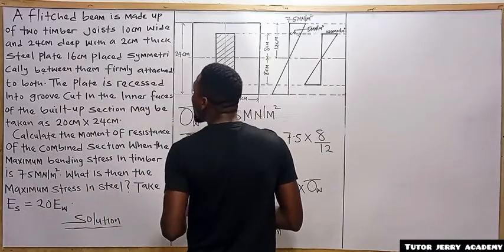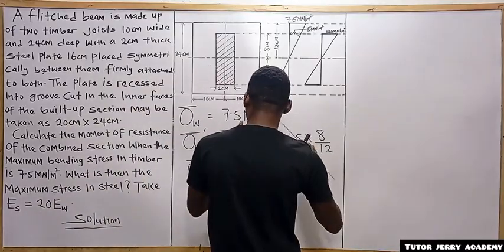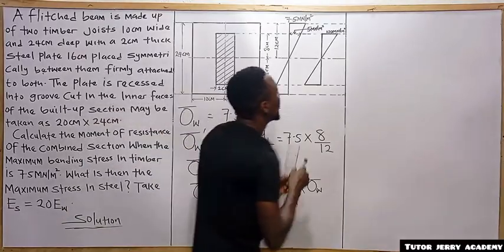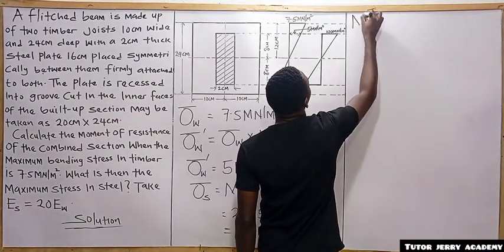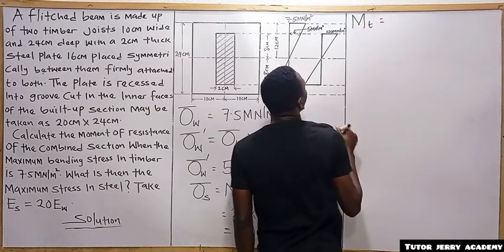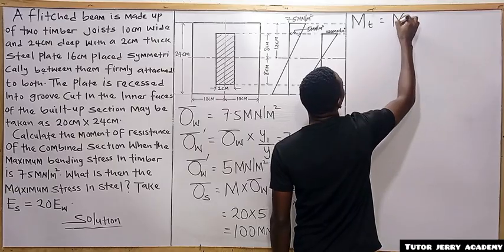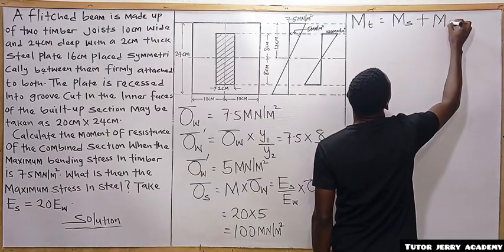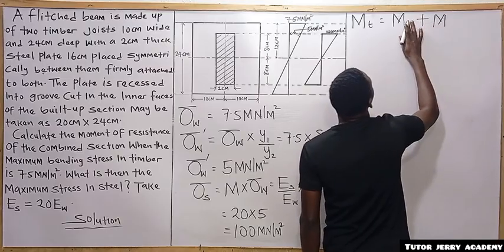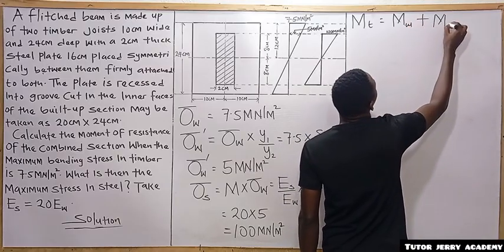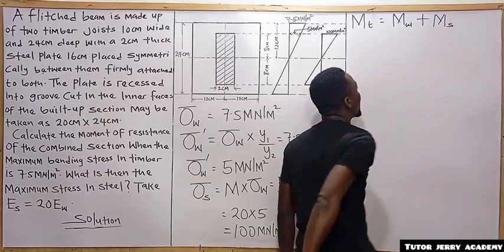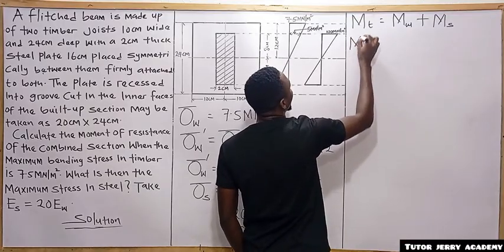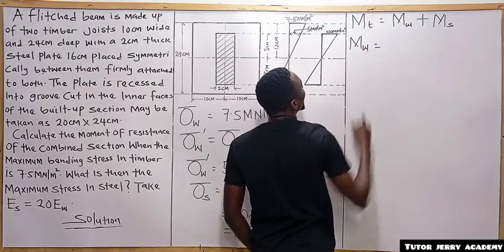So now let's go for the moment of resistance of the combined section. So the moment of resistance of the combined section, that is the total moment of resistance, is going to be equal to the moment of resistance of the wood plus the moment of resistance of the steel. Wood is wood, and this one is steel. All right. Now let's go for the moment of resistance of the wood.